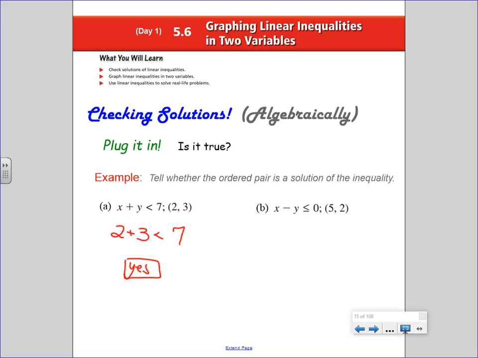Plug in. What for X? 5. What for Y? Less than or equal to 0? Wait. That's just the word. Ask yourself the question. 5 minus 3. Nope. 5 minus 2 is 3. Is 3 less than or equal to 0?